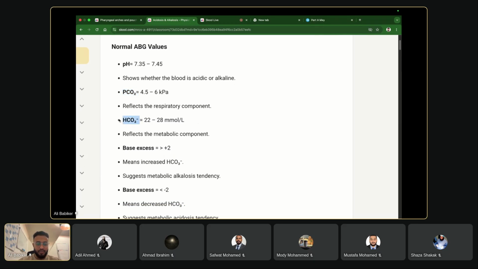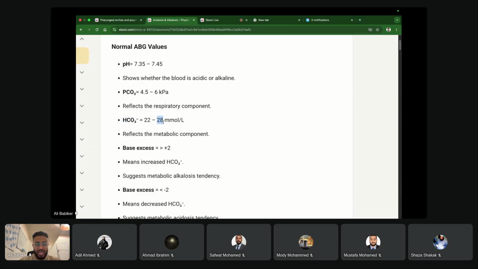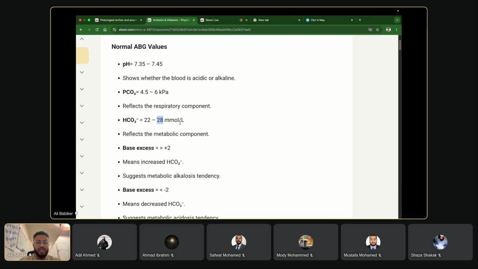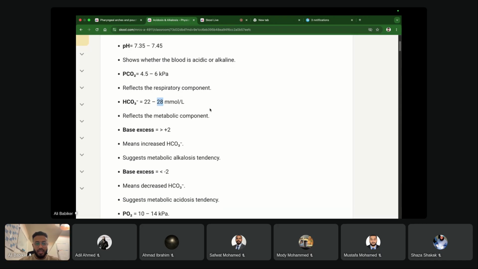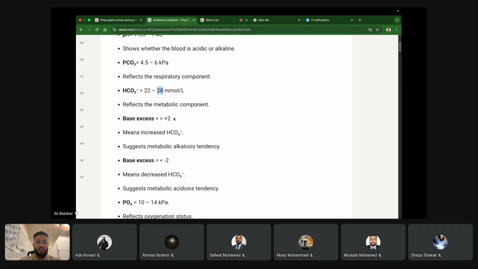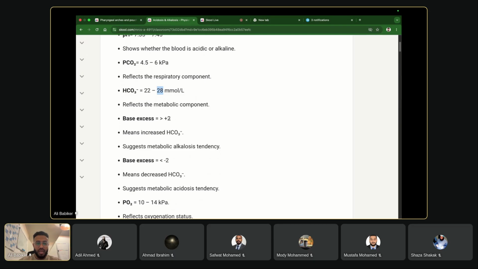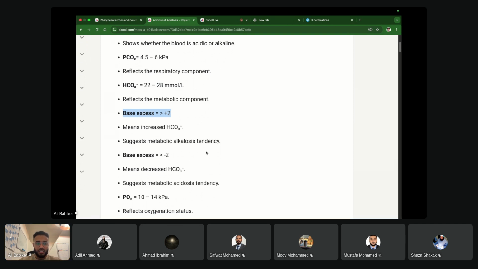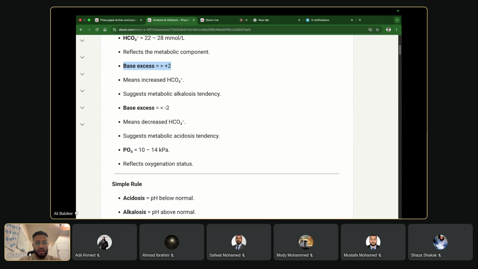HCO3 is the bicarbonate. The normal value is 22 to 28. If it's less than 22, that's acidosis. If it's more than 28, that's alkalosis. It reflects the metabolic component. Base excess means an increase of HCO3, which gives metabolic alkalosis. So if base excess is more than +2, that's metabolic alkalosis. Base excess less than -2 means a decrease in HCO3, which gives metabolic acidosis.